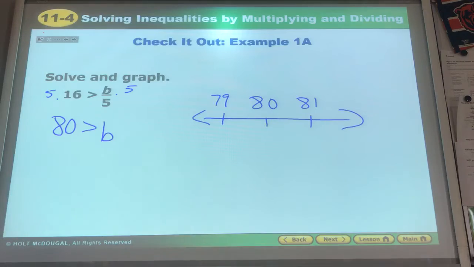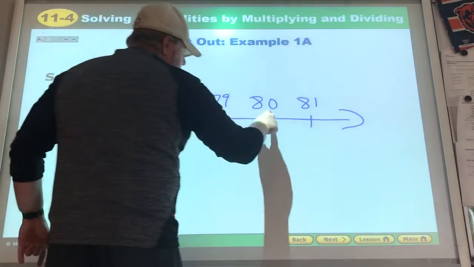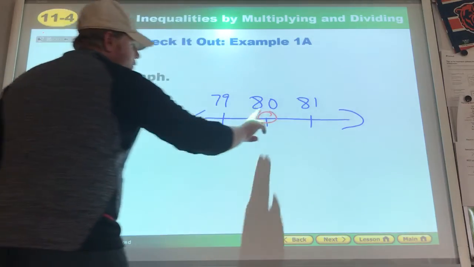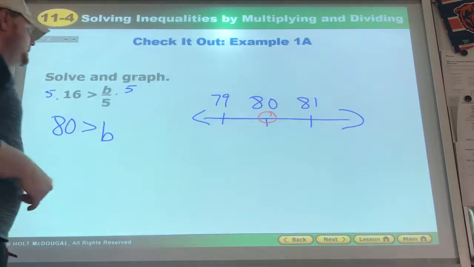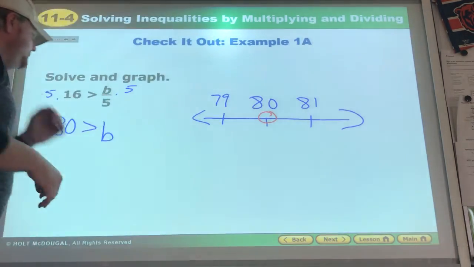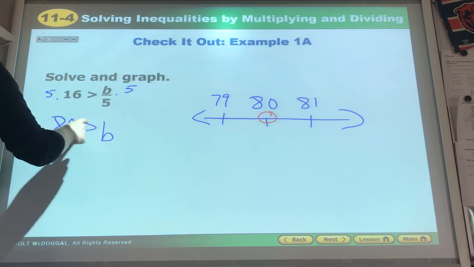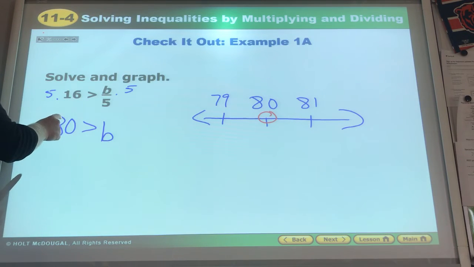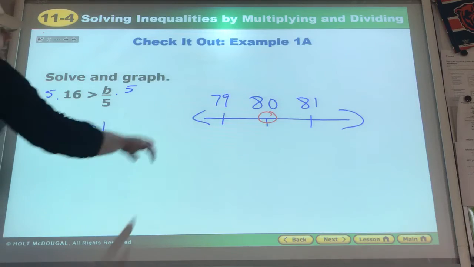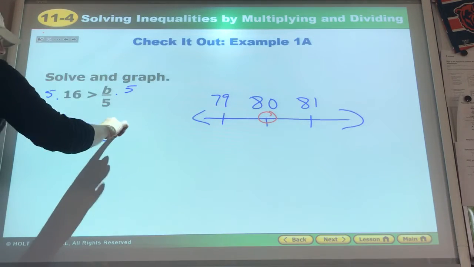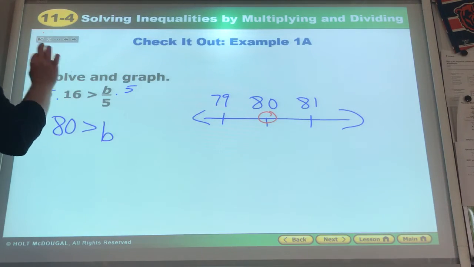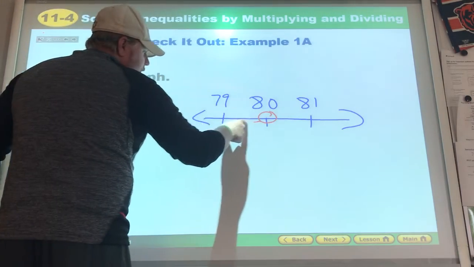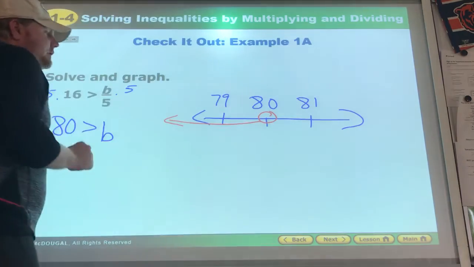Open circle or closed circle? There's no line, so it does not say equal to, so it's an open circle. Now I have to figure out, do I go this way or this way? Let's try putting 81 in there. 81 is less than 80? Does that work? No. Let's try it with 79. 79 is less than 80. That does work. So I know I go forever this way.